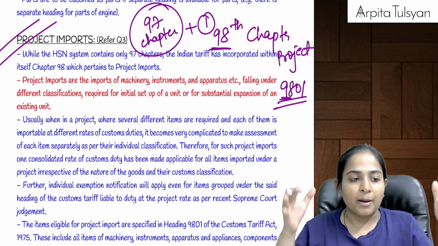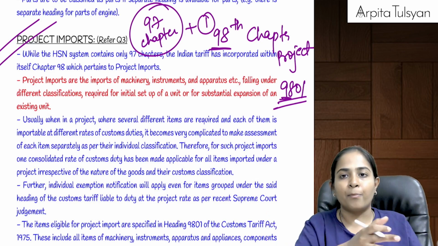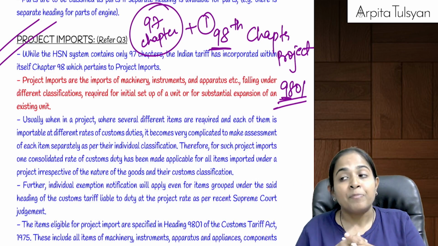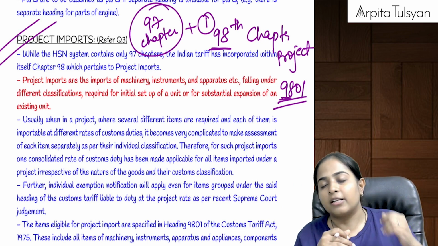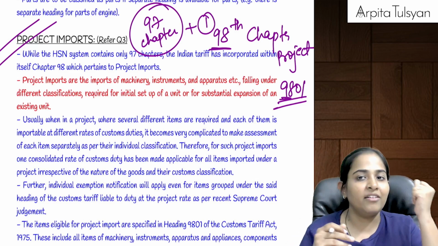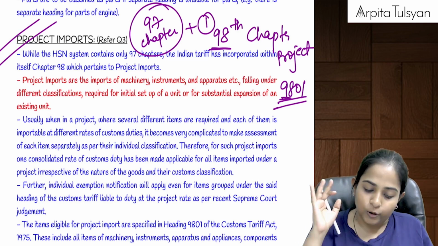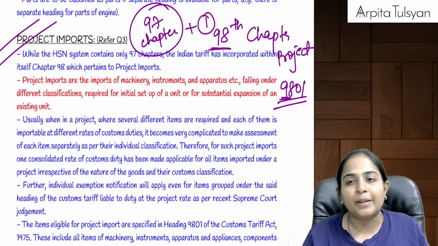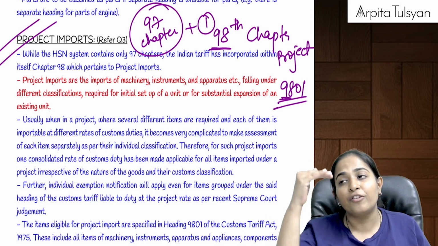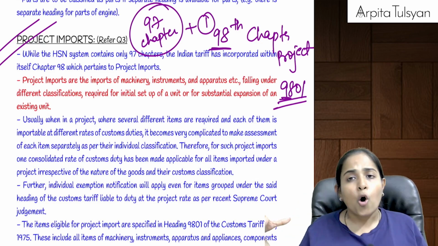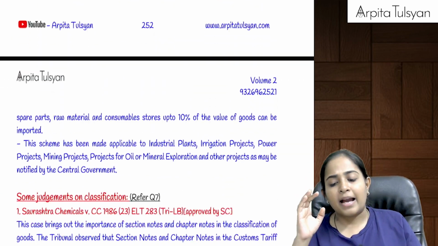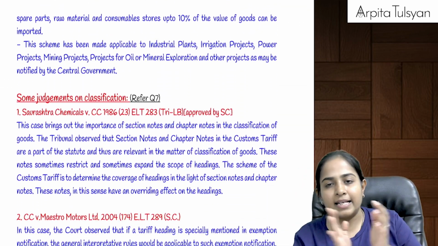Means if I am importing a machine, if I am importing some apparatus, if I am importing anything along with that, then all these will be taxable at a consolidated rate. And if, suppose, Supreme Court gave a decision on that, if there is any individual item exemption, then you will be provided with that exemption also. Are you clear with this? So can we say this has become easy for us? We need not do classification of different machineries under different headings. All of these imported here in India will be classified under one single heading only, 9801, and it will be taxable at a single consolidated rate.